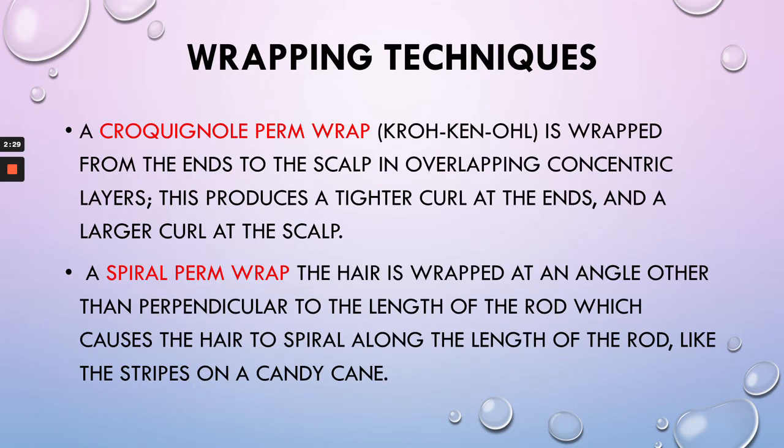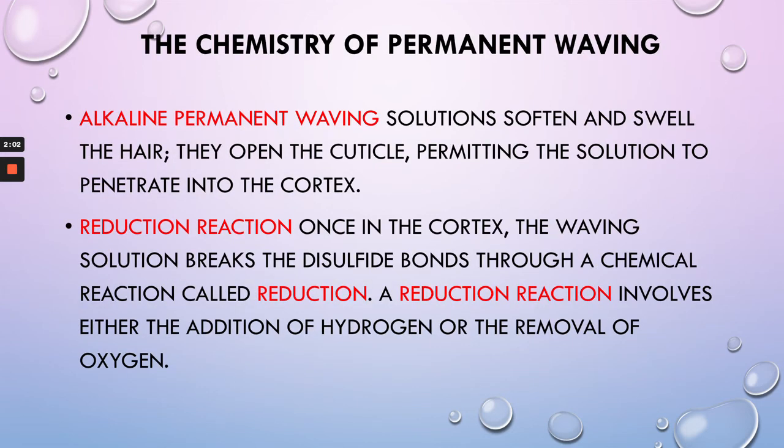Next, we have our wrapping techniques. Croquignole perm wrap: the hair is wrapped from the ends to the scalp in overlapping concentric layers. This produces a tighter curl at the end and larger curls at the scalp. Next, we have our spiral perm wrap. The hair is wrapped at an angle other than perpendicular to the length of the rod, which causes the hair to spiral along the length of the rod like the stripes of a candy cane. And don't forget your double wrap, also known as your piggyback too. Don't forget about that.